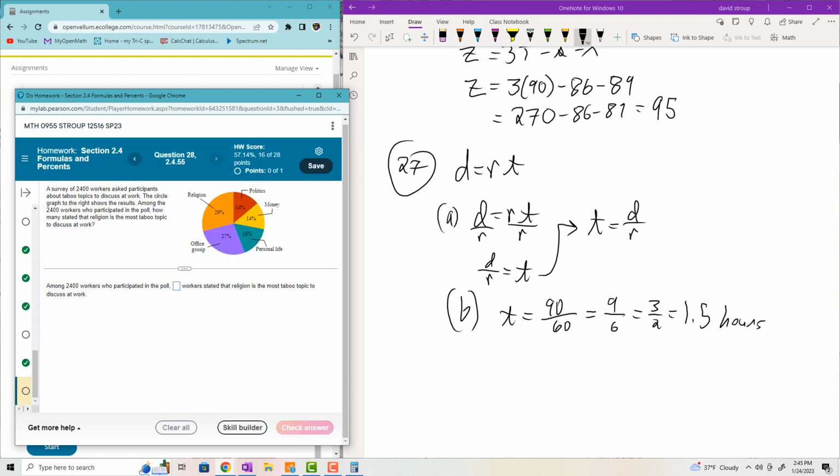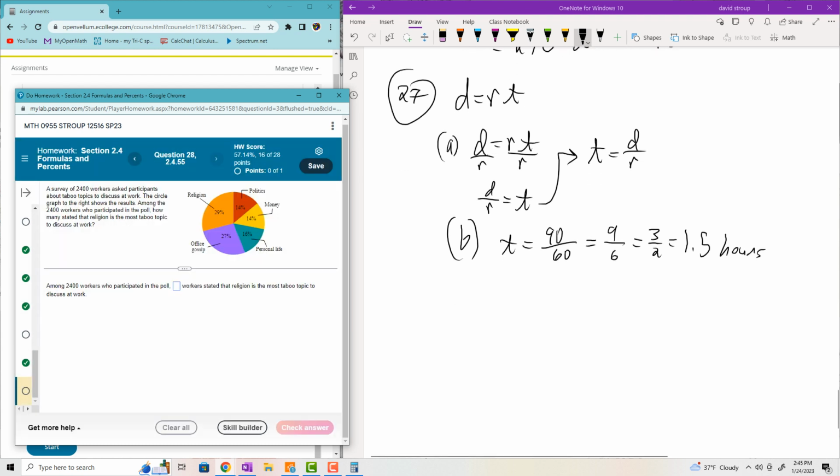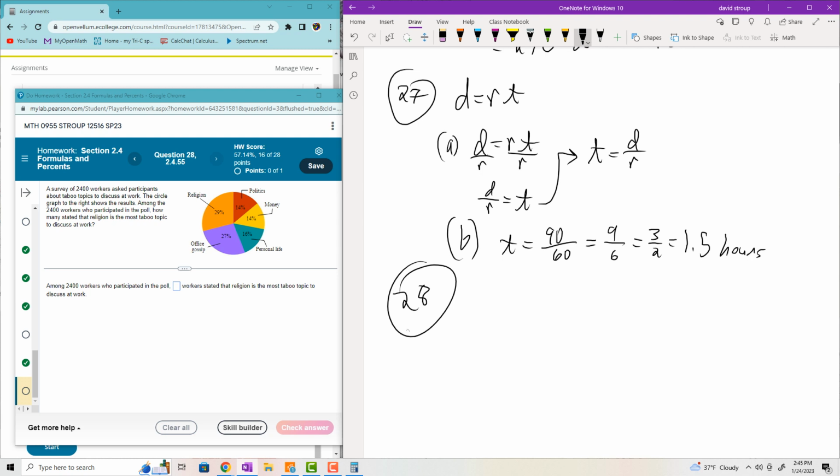Yay. All right, this last guy surveyed 2,400 workers as participants about a taboo subject. The circle graph on the right shows the results. Among the 2,400 workers who participated, how many stated that religion is the most taboo subject? Basically, they just want to know how many people are 29% of 2,400, right? So you're thinking 0.29 times the 2,400, and that'll tell you how many of those are thinking that religion is something you want to avoid.